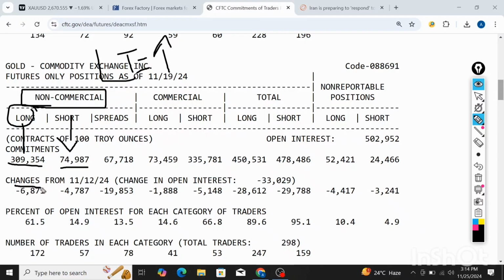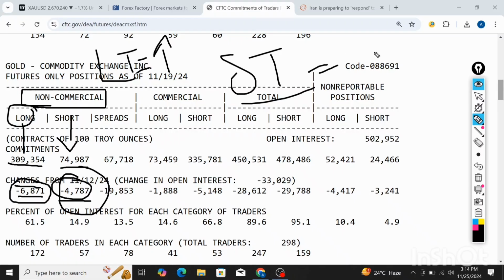The second thing is the changes from the past week. They reduced 6,871 of their long positions, while they also closed 4,787 of their short positions. The main thing to note here is that the number of reduced long positions is greater than the number of reduced short positions. This indicates that smart money in the short term is slightly neutral to bearish on gold. Okay, so this was the one thing.